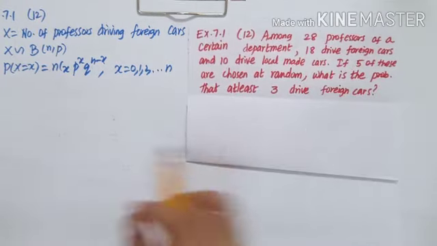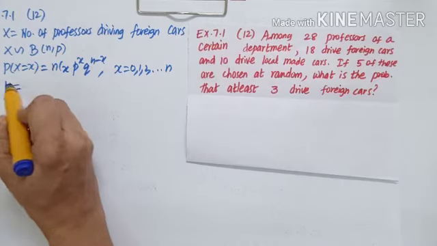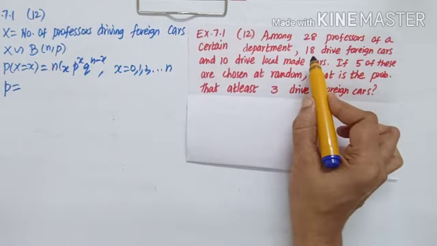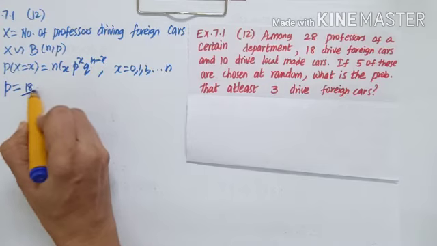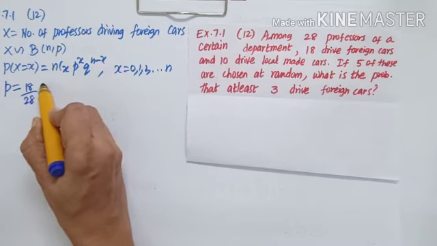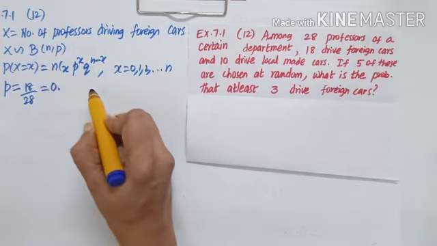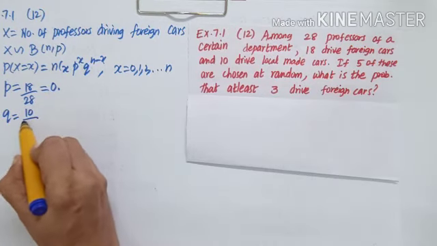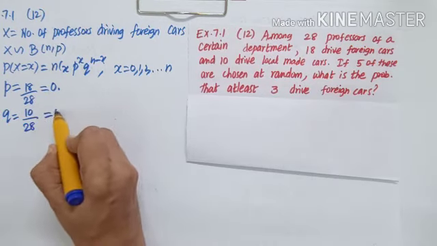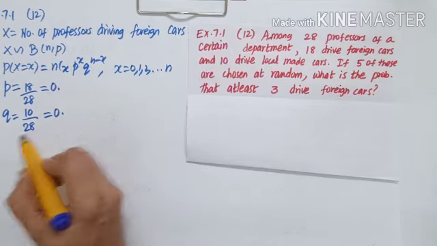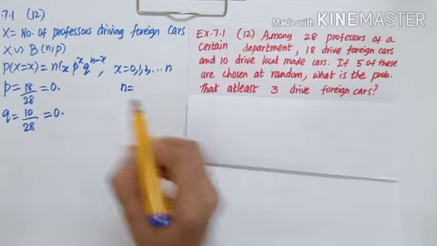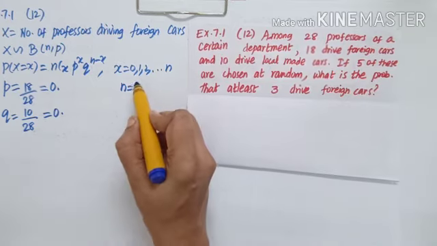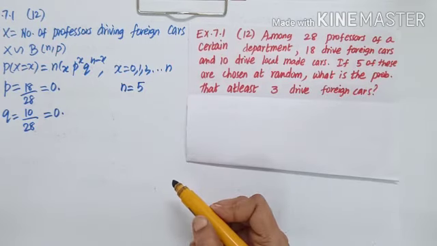So what is P then? P is how many drive foreign cars, actually 18 out of 28. Find out the decimal. What is Q? The remaining, that is 10 by 28. This also we find out in decimals. n is equal to, how many are chosen at random? 5. So n is equal to 5.